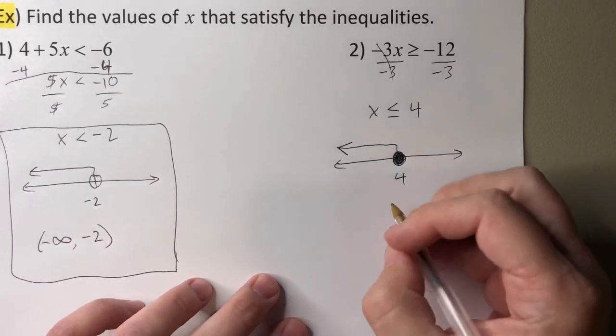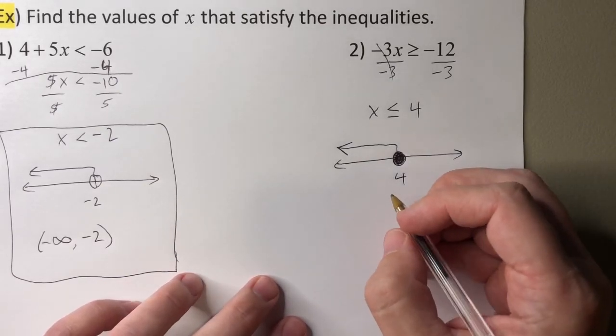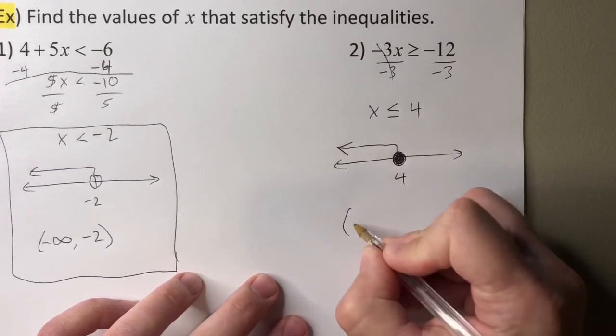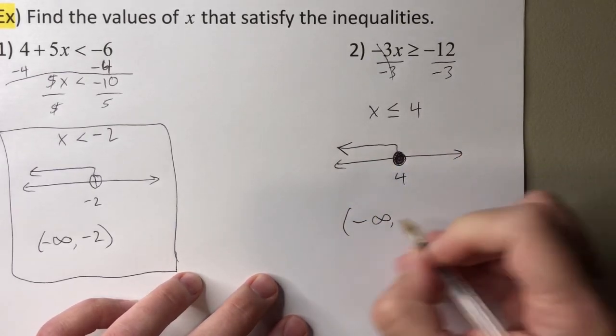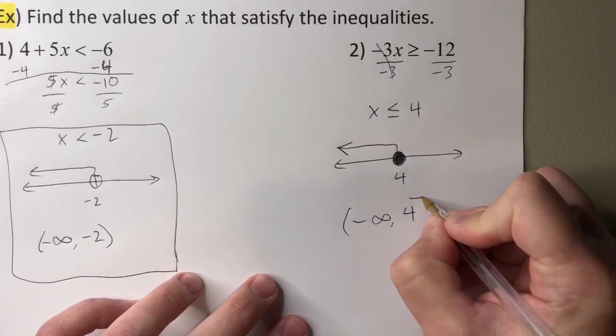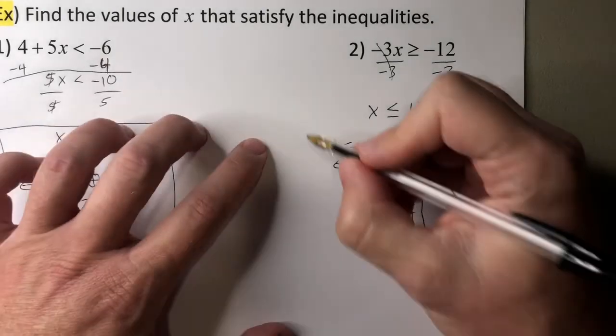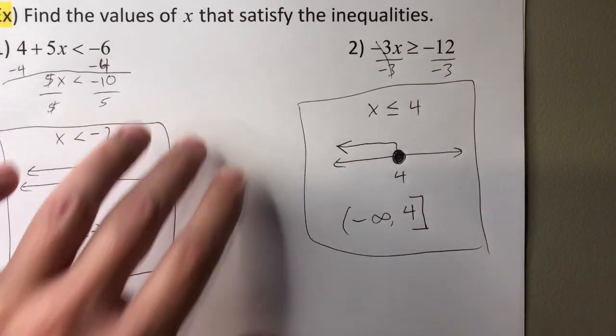And then the last thing we've got to do is the what? The interval notation for this. So this is going forever to the left. So we're going to start with negative infinity again. Then we go all the way, and now we do include the 4. So it's a closed bracket. All right. That takes care of the first 2 examples.